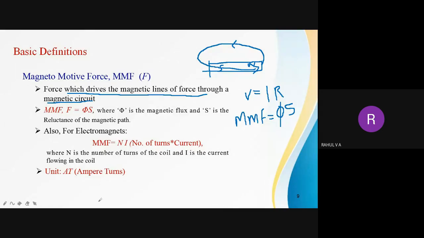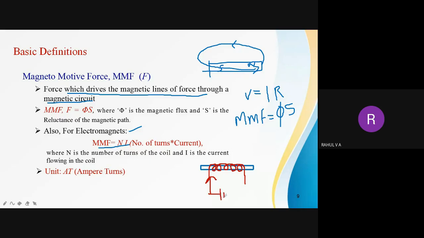Also, for an electromagnet, MMF is equal to N into I. So electromagnet, you know how an electromagnet will be there. There will be a core. On that core there will be windings. There will be N number of turns. Okay, this is the first turn, and then we have second turn, third turn, fourth turn, fifth turn. Like N number of turns will be there, and current will flow through this coil. Then it will become a magnet.